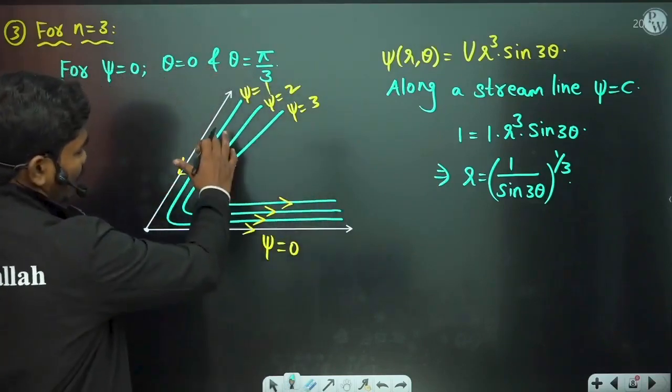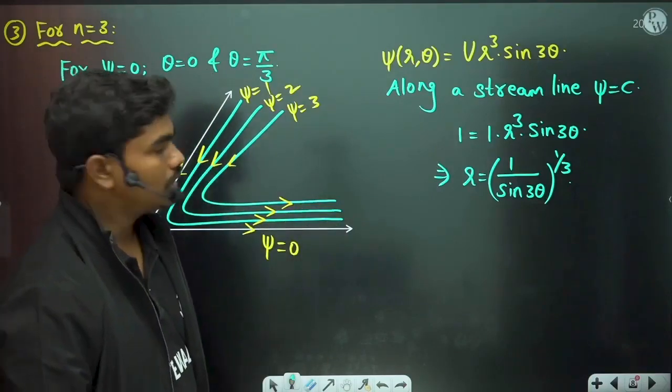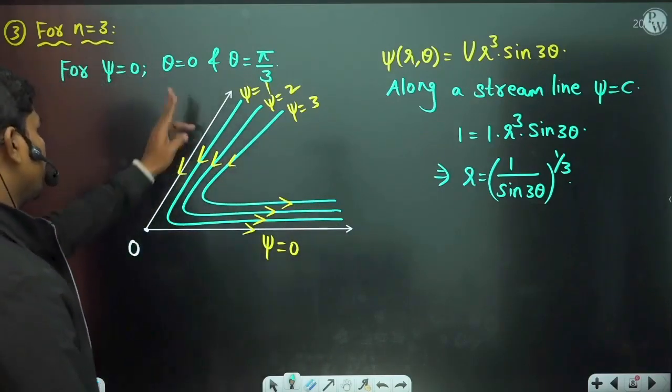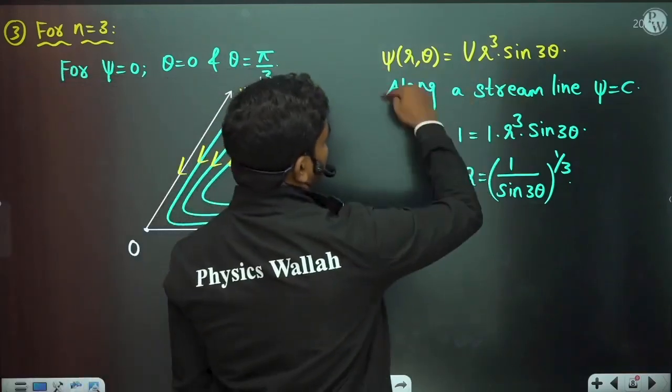So psi equal to 1, psi equal to 2, psi equal to 3, and psi equal to 0 is the curve which is here. At theta equal to pi by 3 and so on, we can see that at theta equal to pi by 3 the stream function goes to 0.